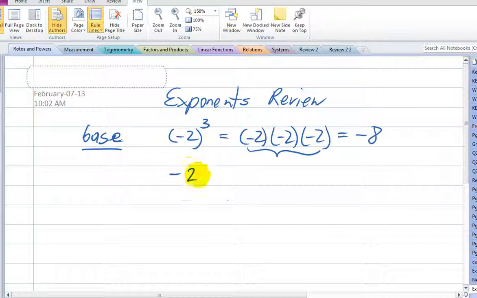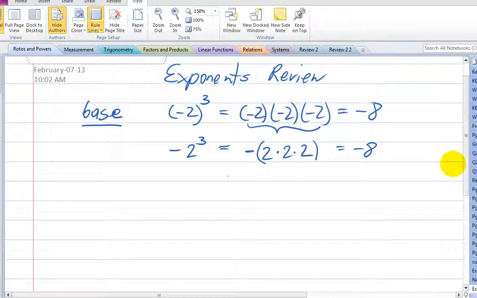But check this out. Now we don't have brackets. So what's your base? Well, it's simply a 2 times 2 times 2. The negative sign just stays in front. You can probably, if you want, put brackets around that whole multiplication sentence. You don't have to. It won't make a difference. It still equals -8. Okay. So you have to be aware of what is your base.